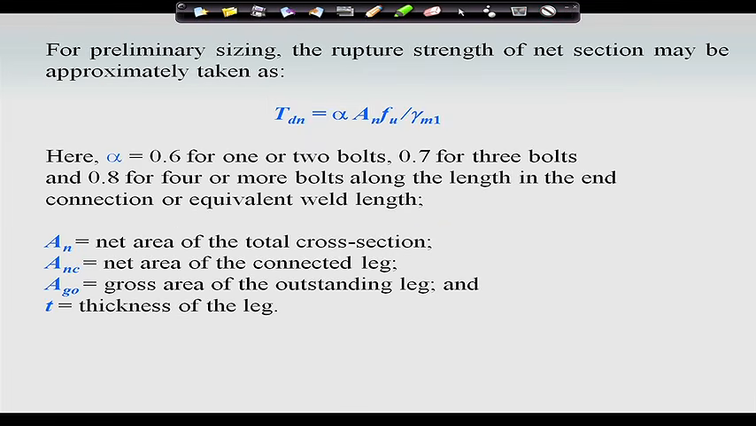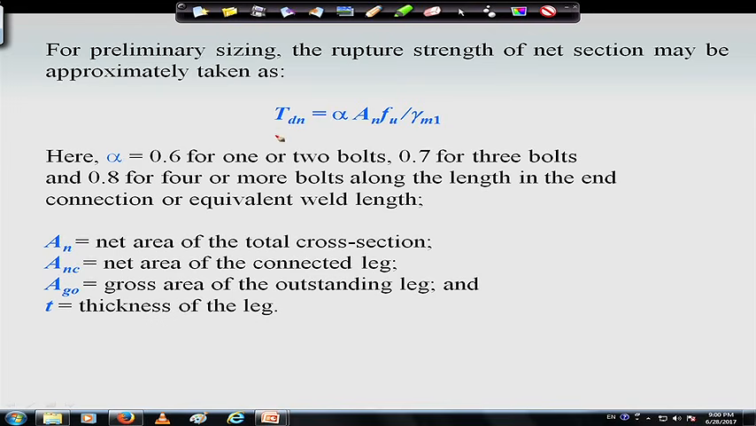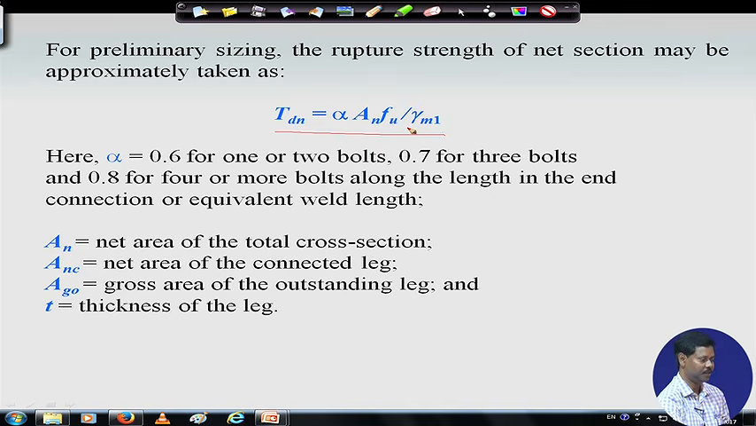And for preliminary sizing, we can find out the rupture strength approximately as this: TDN equal to alpha into AN Fu by gamma m1, and this alpha value has been given in the code as 0.6 for 1 or 2 bolts, 0.7 for 3 bolts, and 0.8 for 4 or more bolts along the length in the end connection. So, this is how we can approximately find out the TDN value.